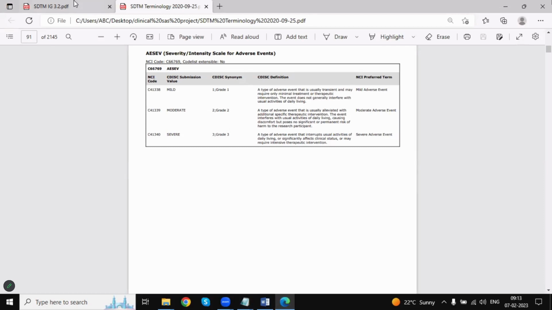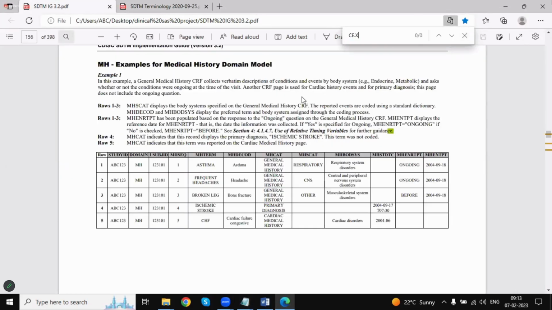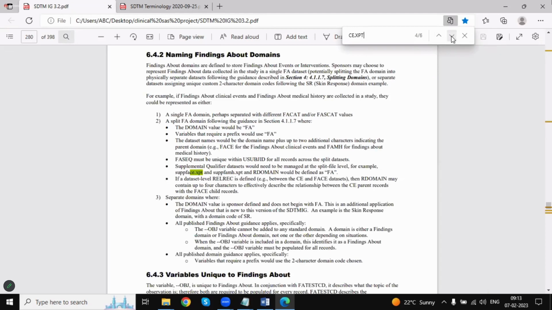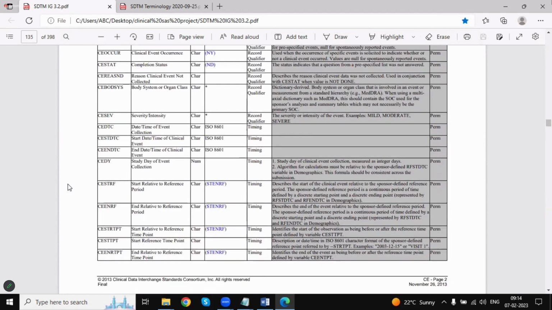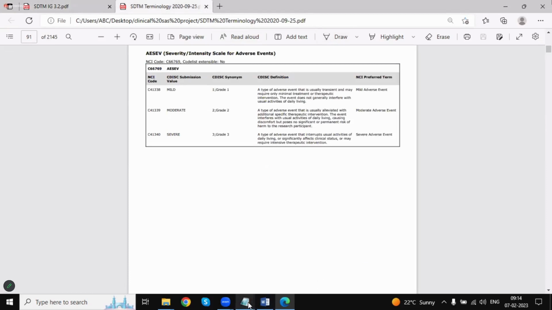In the CE domain also, if you observe, you will have the code list names. For severity, they want mild, moderate, severe. It's not fully controlled; they mention just a star, so other values may also come. If it's fully controlled terminology, we'll get it like this: blue color names will come. So these blue color names you have to search here, and those names only we have to capture as values.